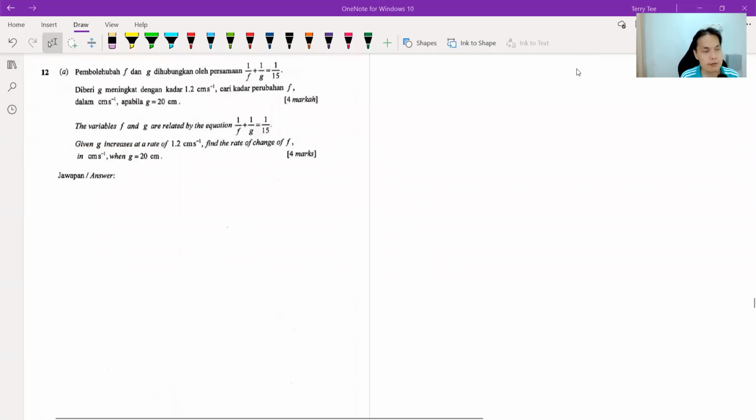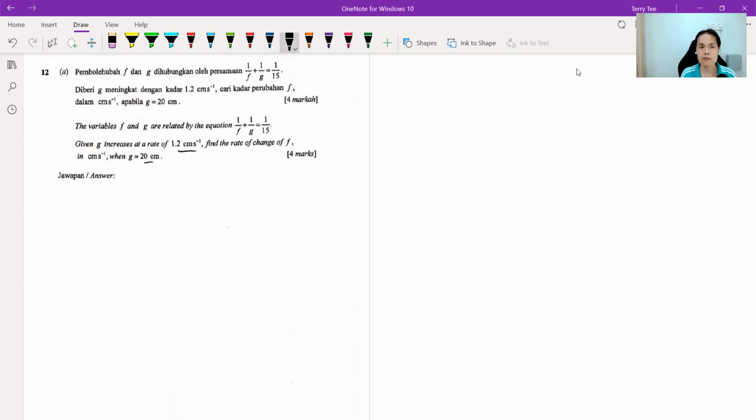Okay, question number 12. This is from the chapter differentiation as well. The first part is involving rate of change. Okay, so here variables f and g, they are related by this equation: 1/f plus 1/g equals 1/15. Given that g increases at a rate of 1.2 cm per second, find the rate of change of f when g is 20.